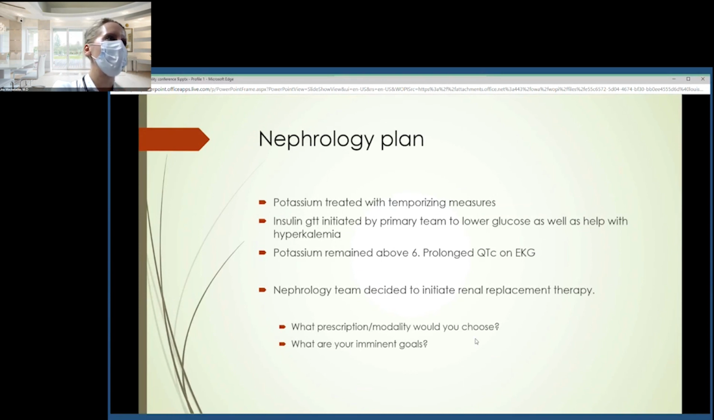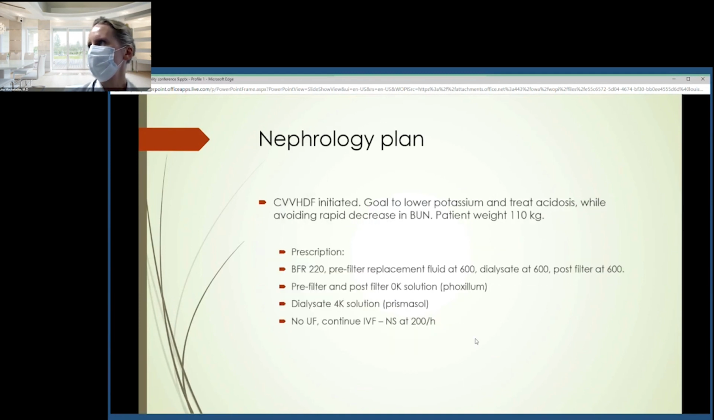So I deviated a little bit. So what dose would you prescribe this guy? 30 ml per kilogram. So he's about 100 kilos. So you could do 3 liters. Okay. So let's see what we did.